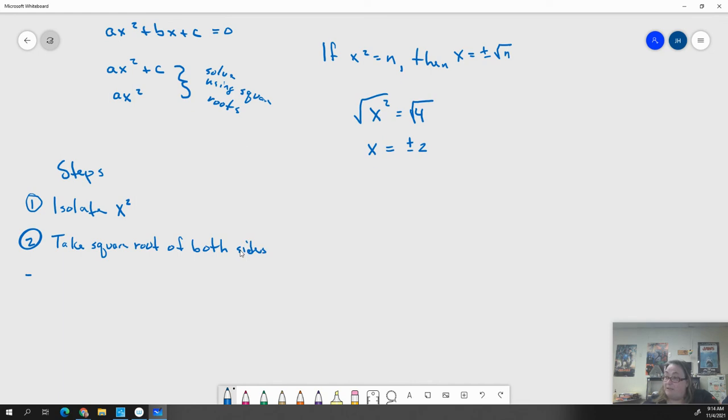Number 3, we are going to simplify the radical. Do you know what the radical is? I put my period in a very weird place. We're going to simplify the radical, and then we're going to put plus and minus in front of our solution, right?